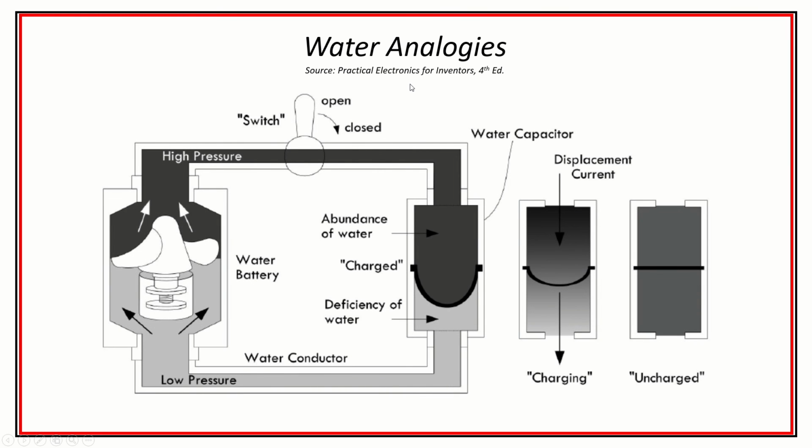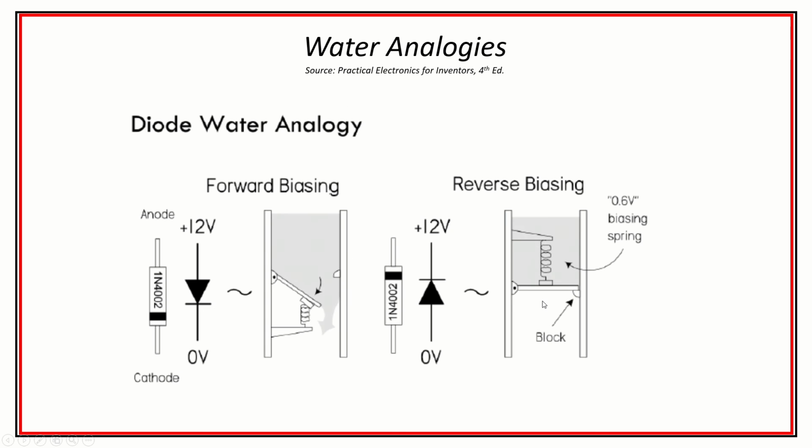Continuing on, here's a capacitor, right? You can think of this as a rubber diaphragm that's getting charged, and here's a switch for the opening and the closing. So you can kind of see it's sort of storing water. You can think of that as being like a capacitor. So this is like a water capacitor, and the displacement current. So it's charging, and here's uncharged.